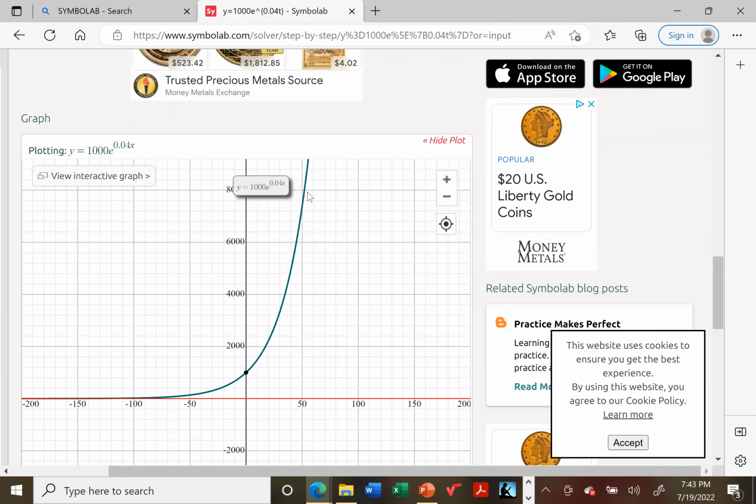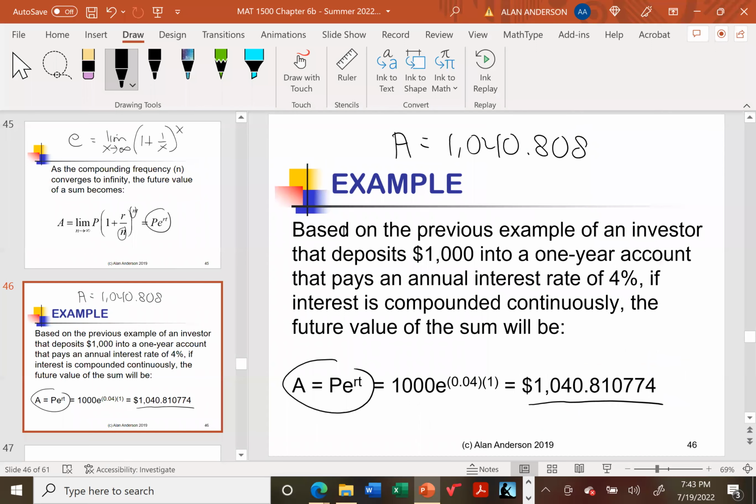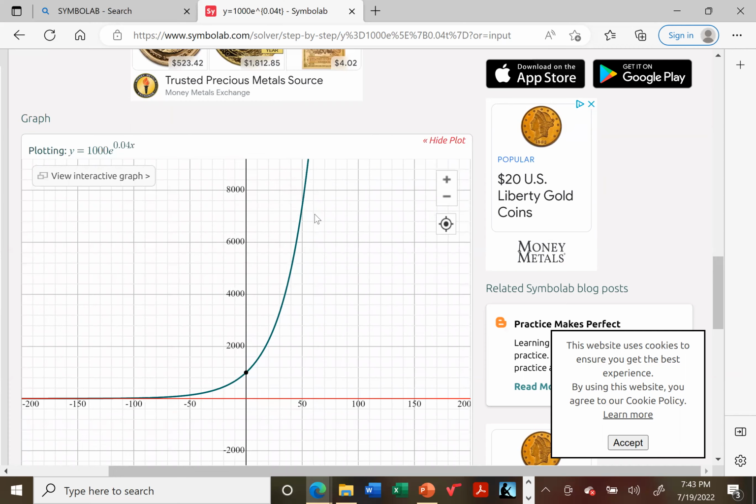Look at this. You're up around 80... All right, well, here we go. 50 years, you got about $8,000, about 8 times what you started out with. So you can see that at first it grows fairly slowly, and then it starts to really grow very quickly.